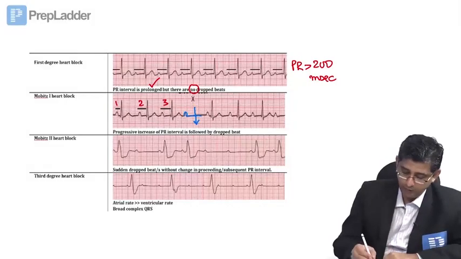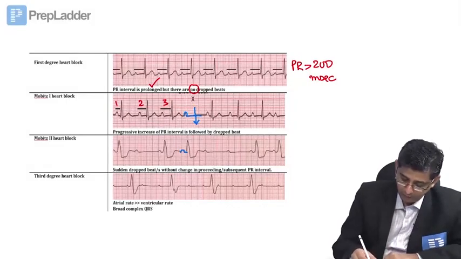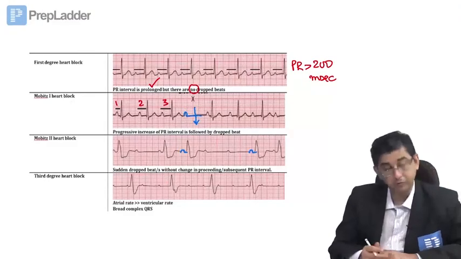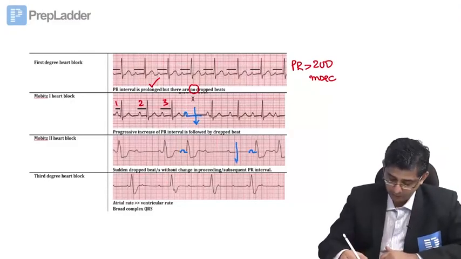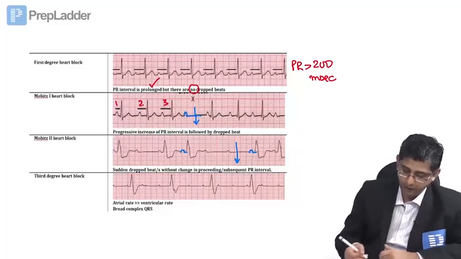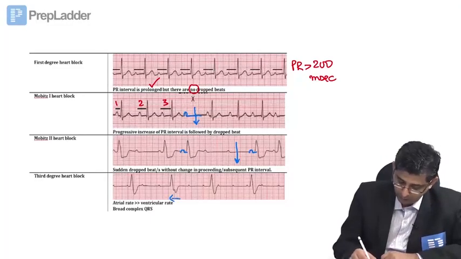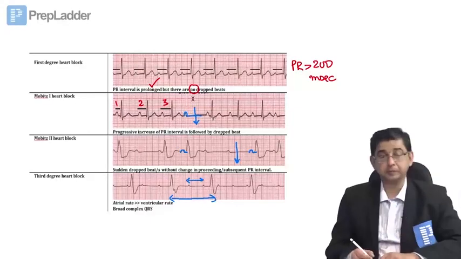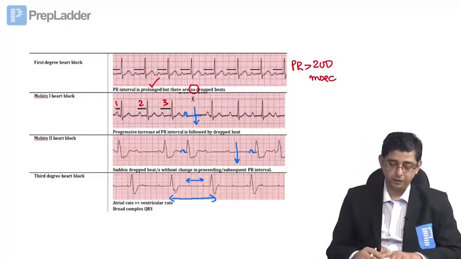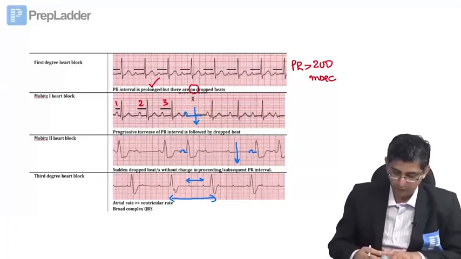In Mobitz two heart block, the PR interval before and after will be equal in amplitude. This is the time where there is a missed beat. And in third degree heart block, you will notice that the RR interval of the patient and the PP interval of the patient are not equal. That would be diagnostic of third degree heart block. Broad complex QRS is also encountered here.